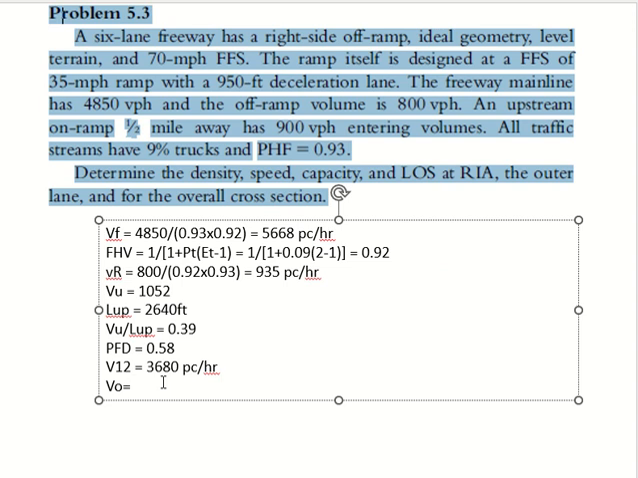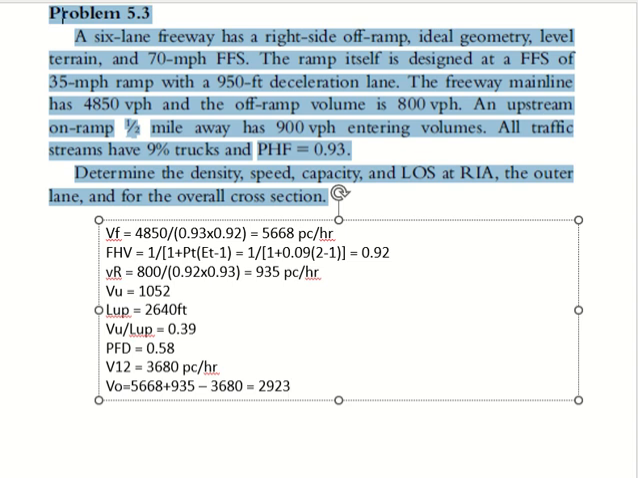So what was the total? Total should be from here, right? From the flow rate. It was 5668 plus 935 minus 3680. So how much is that? 2923. Okay, now we said we have one outer lane, right?